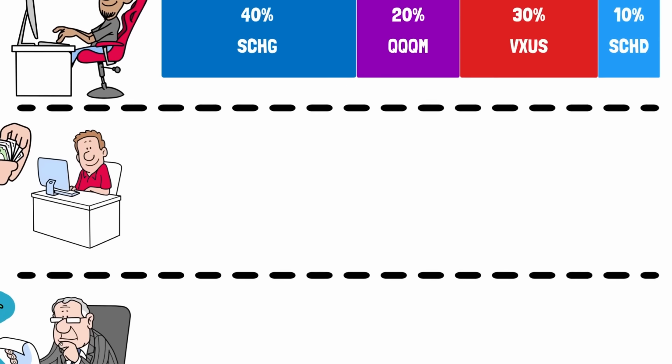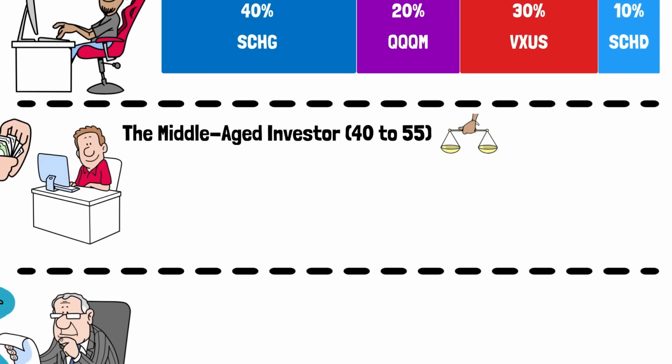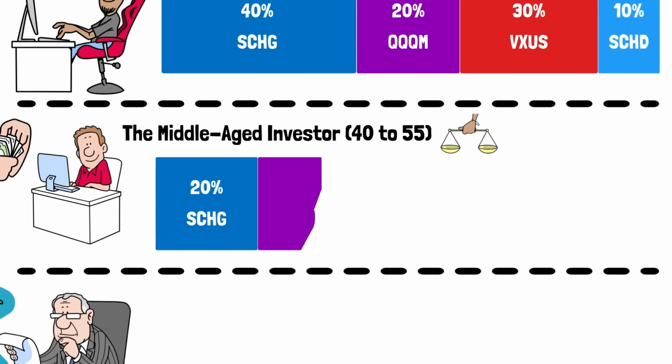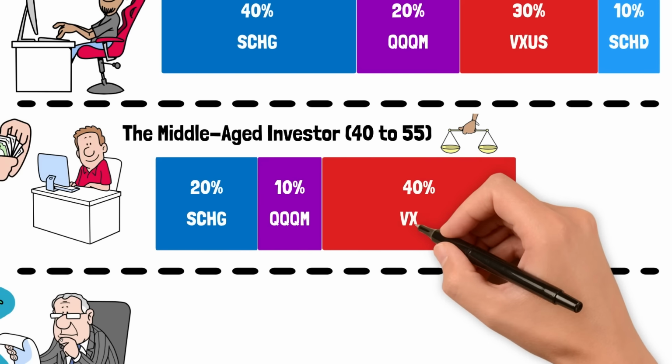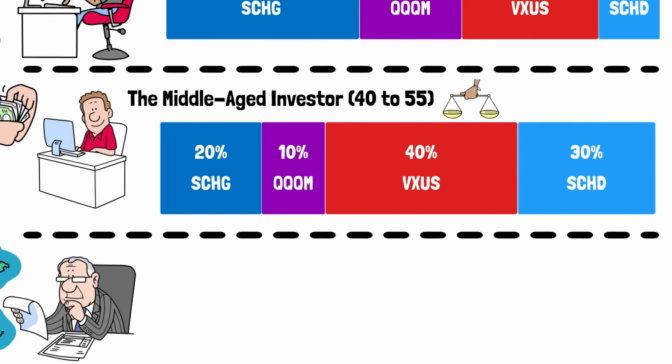The middle-aged investor, 40 to 55. The goal is to balance strong growth with an increasing need for capital preservation. 20% SCHG as a smaller US growth position, 10% QQQM as a reduced tech tilt, 40% VXUS as increased international holdings, 30% SCHD as a larger focus on stable, dividend-paying companies.